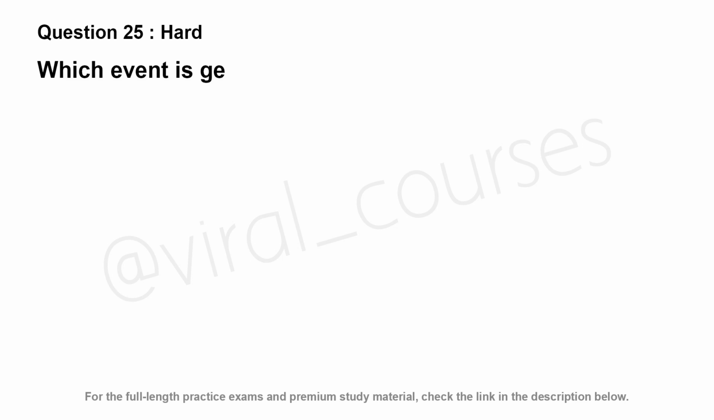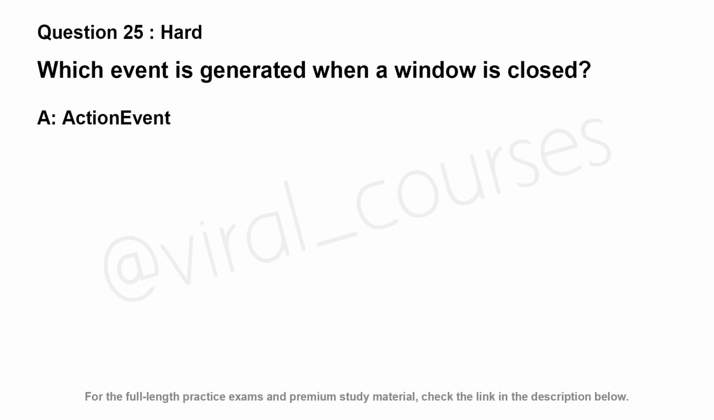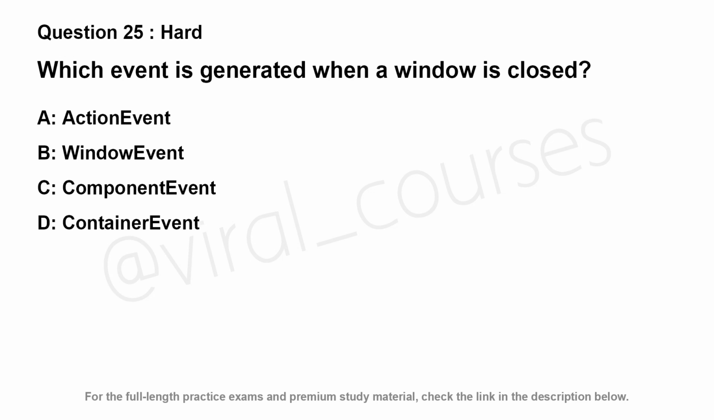Which event is generated when a window is closed? Option A, ActionEvent. Option B, WindowEvent. Option C, ComponentEvent. Option D, ContainerEvent.